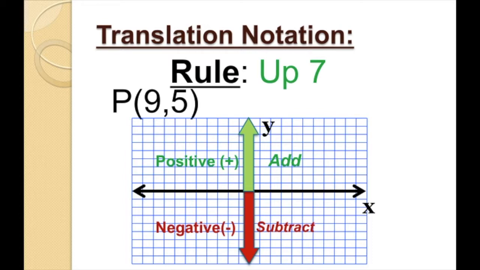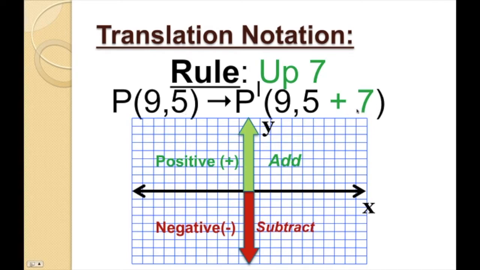So let's take an example with actual numbers. Let's say we have the point P at 9, 5. Well, then how is our rule of going up 7 going to affect our coordinates? Well, that means that P prime is going to be at 9, because remember, we're not going left or right, so our x value stays the same. And our 5 is going to become 5 plus 7. We're adding 7 to our original 5 because we're going up 7. And what's 5 plus 7? That's going to give us 12. So our P prime is at 9, 12.